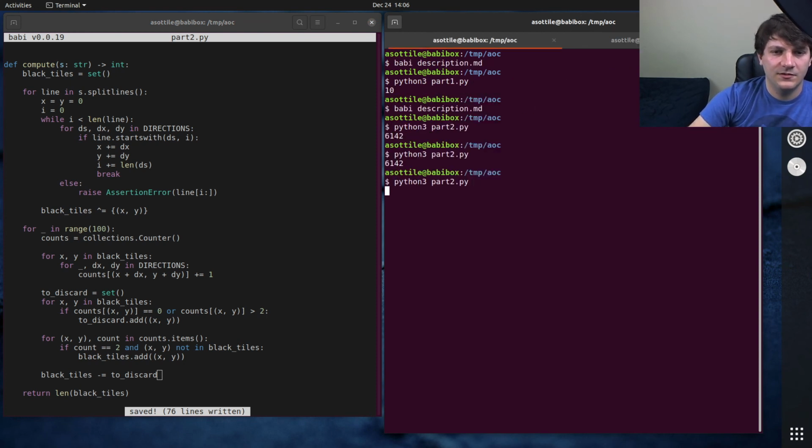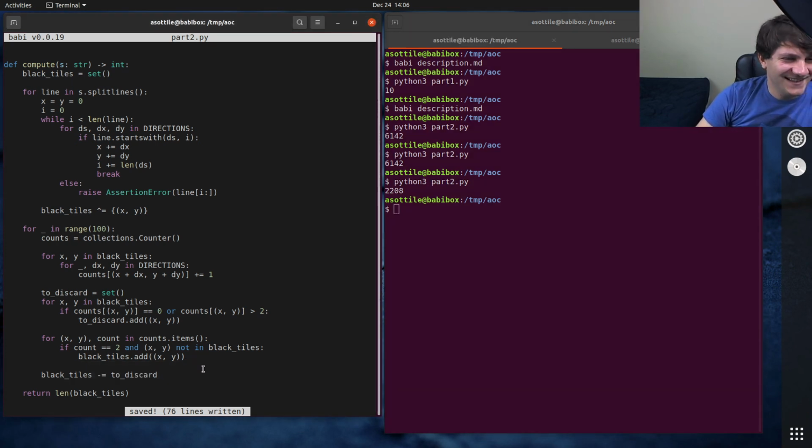Oops. Python 3 part 2. We get 2208. Okay, cool. Little transposition there. So I need a difference update, which is minus equals. Discard removes a single item from a set. But anyway, that's our day 24 part 2.